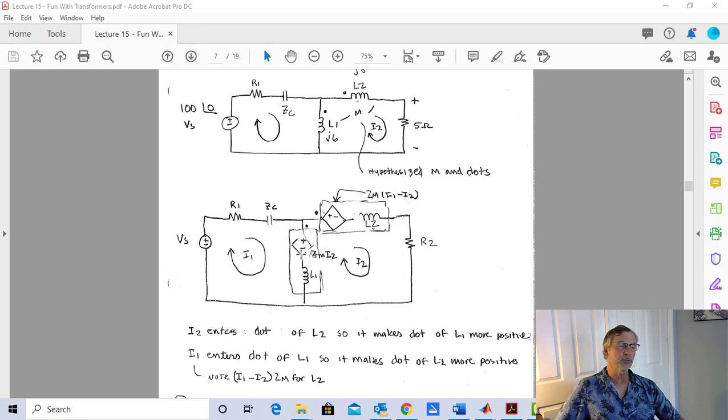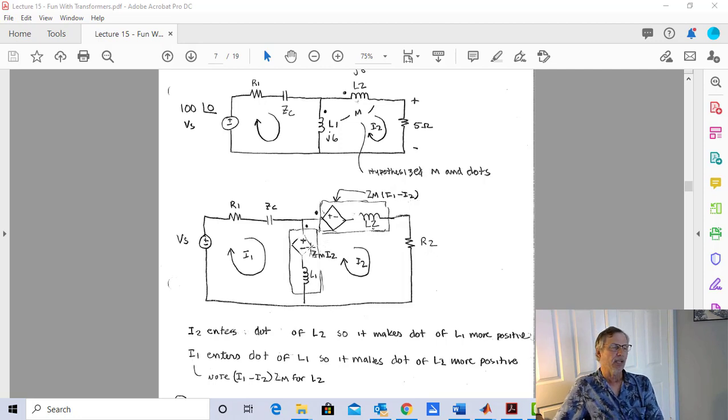This induced voltage comes from I2. And turns out I2 is entering the dot, so we'll just call this Z sub M I2. Now let's take this one. Here, I know that the induced voltage comes from the difference between I2 and I1. And I1 enters the dot, so I'm going to put it first here, and I'm going to get Z sub M times I1 minus I2.